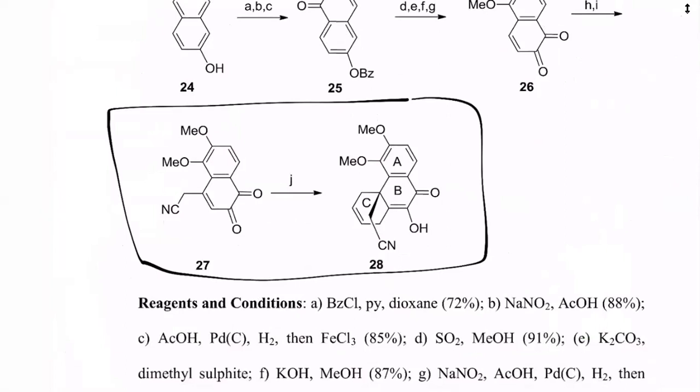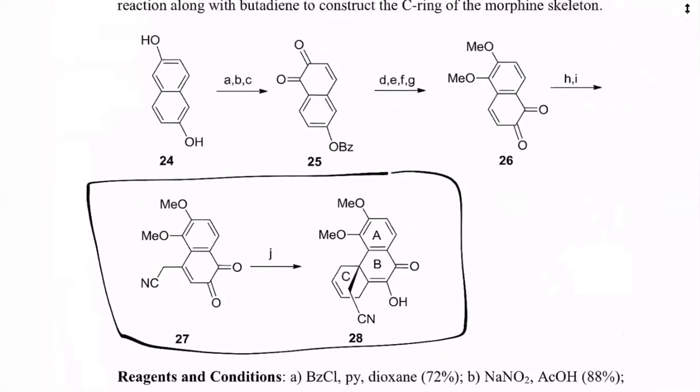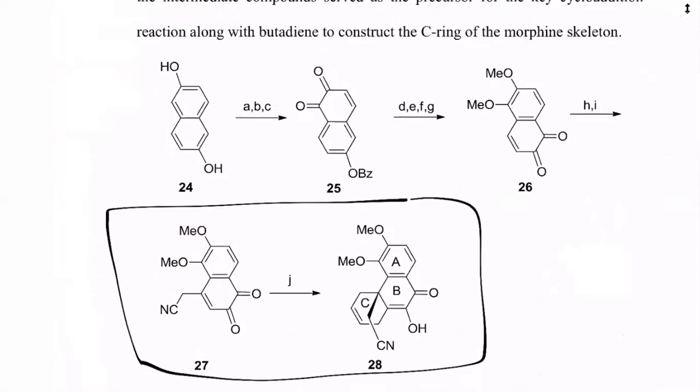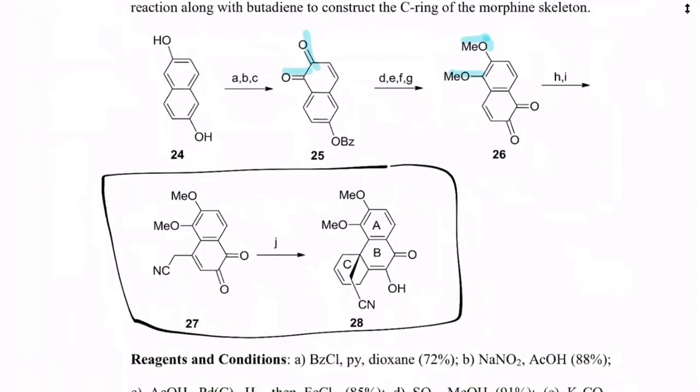All right, so benzyl chloride, pyridine, and dioxane, that's A. And then sodium nitrite, followed by acetic acid, and then C, acetic acid, and palladium on carbon. That's a hydrogenation reaction, and that's gonna get you to 25, right? And then after multiple steps, you can see the two ketones here have been converted into methoxy ethers. And then that ring is also aromatized, right? And then here's the key step right here that I want to get to though.